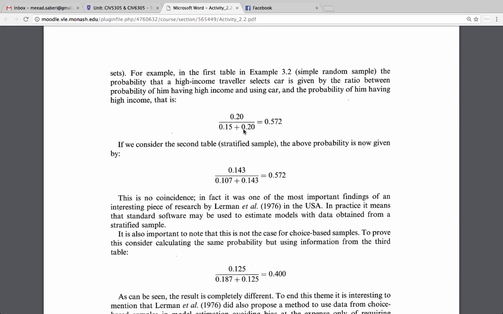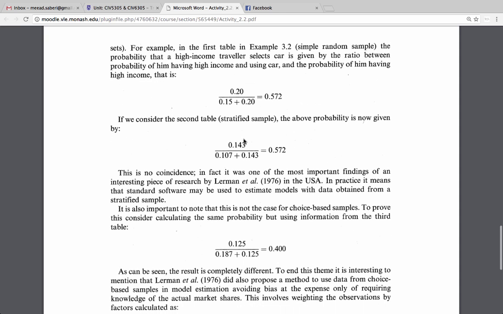So if we calculate this probability for the original population, which is basically the same as the simple random sample, we'll get 20%, which is the probability of having high income and using a car if you look at the original table, divided by the probability of being high income, you get 20% over 35%, and you get 57.2%. Interestingly, if you calculate the same value for the stratified sample using the values you have in the table associated with the stratified sample, you get the same number.